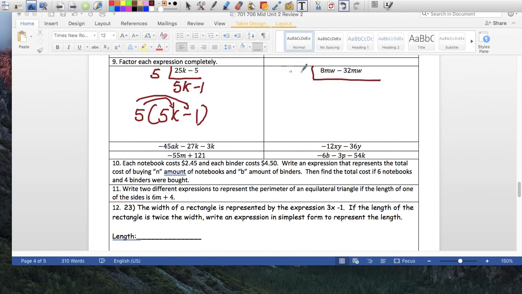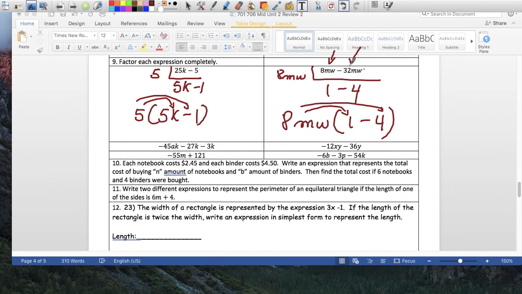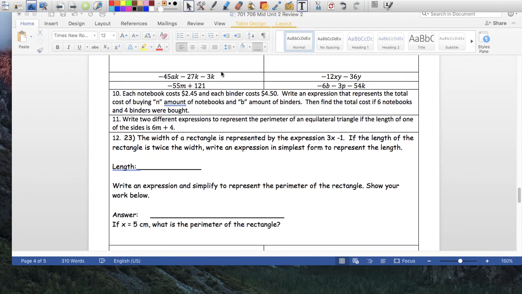Over here, I pull out the 8 because that's the biggest number they have in common, and they also share an mw in common. So I can pull out the m because the m appears in both terms, and so does the w. So inside, what can I multiply 8mw by to get amw? It's going to be 1. What can I multiply 8mw by to get 32mw? Well, it's going to be 4. So my factored expression is going to be 8mw. If I multiply these two, I get this. I made a mistake here, but just leave that alone. Next one.